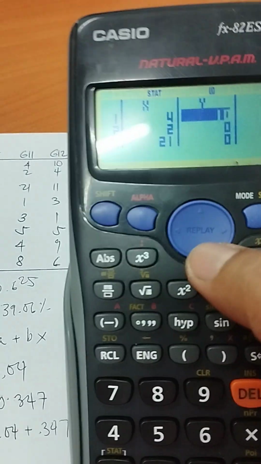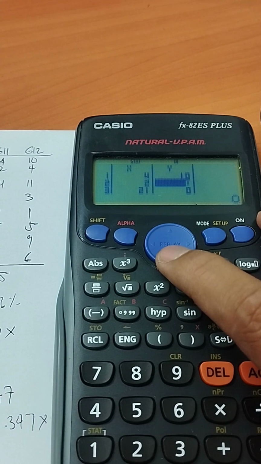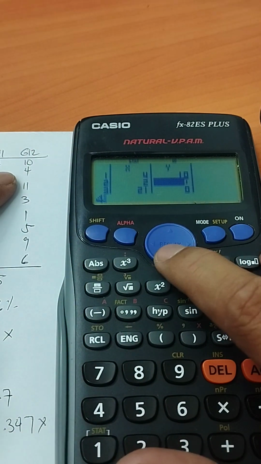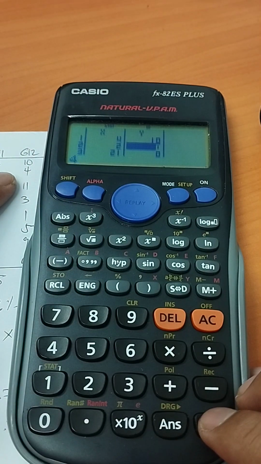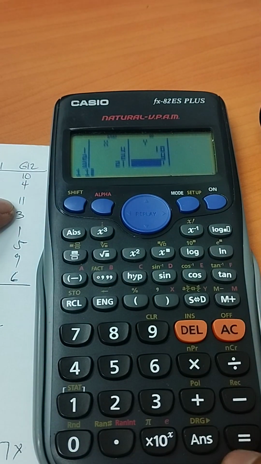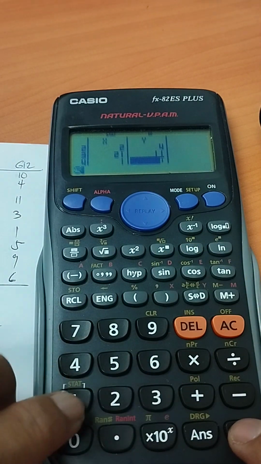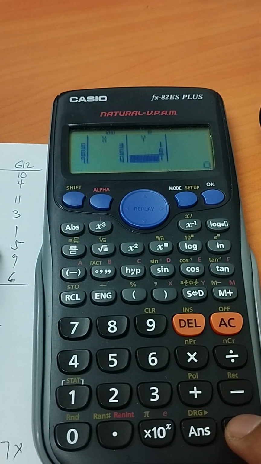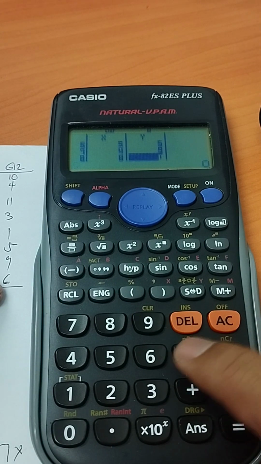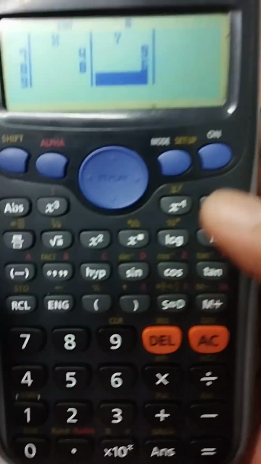right side. So there's a 10, so you press 10, then down, there's a 4, down, doesn't work, so you press the equal sign, and then we go 11 equals again 3, 1, 5, 9, and 6. Okay, so we have properly entered your data there.